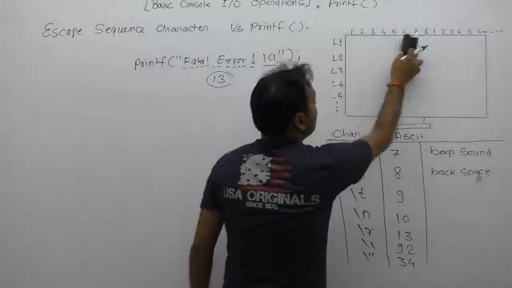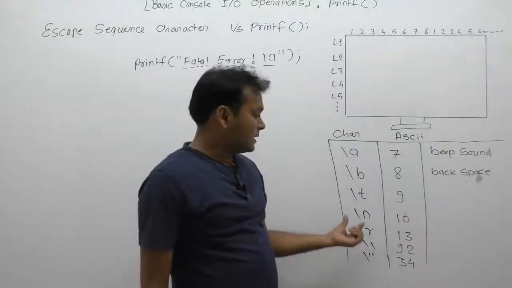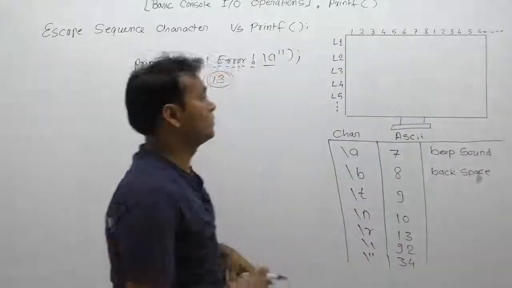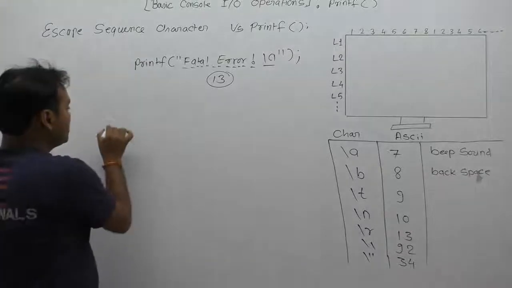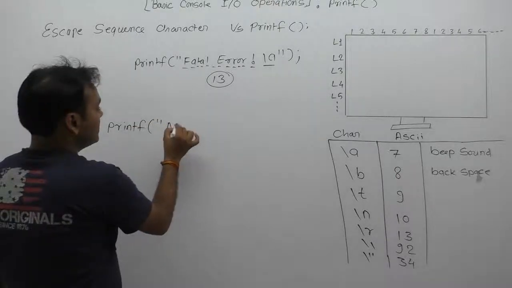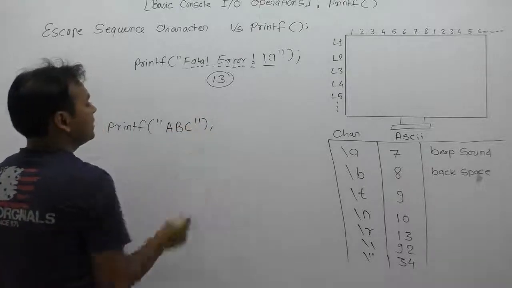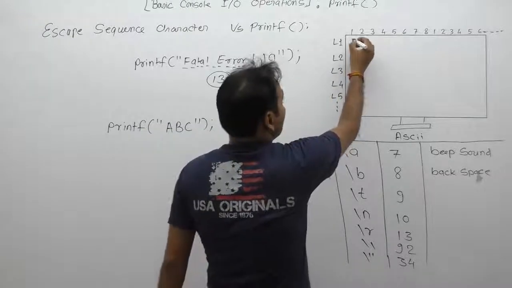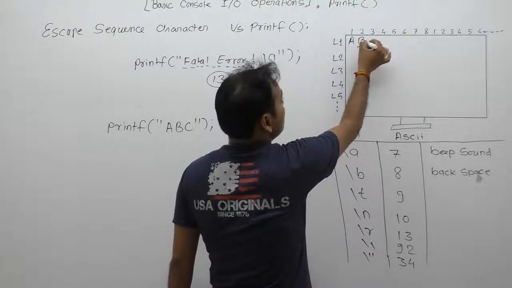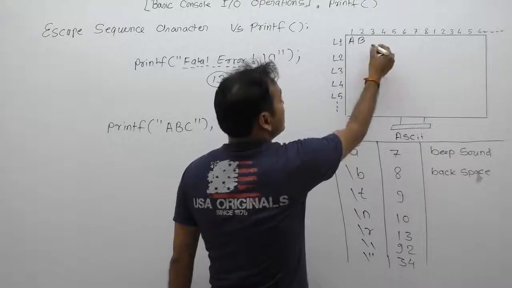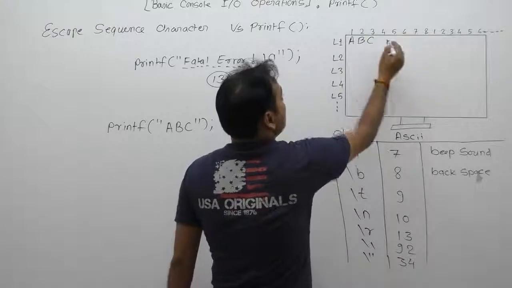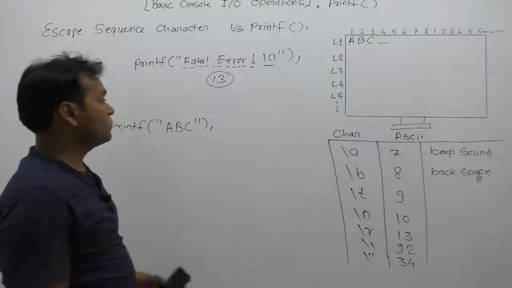Similarly, what is the behavior of \b? For \b, \t, \n, \r, we are writing line numbers or positions of the displayed symbols, so there is no confusion. According to \b, if we use printf of the message abc, then a is displayed in the first position. After displaying a, the cursor moves to the next position, so in the second position b is displayed. After displaying b, the cursor moves to the third position, where we display c. After printing this message, what is the current position of the cursor? The fourth position.